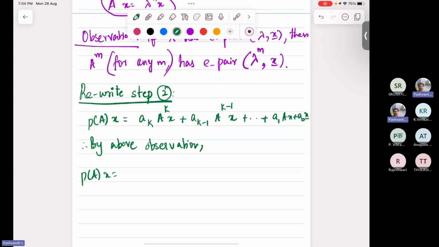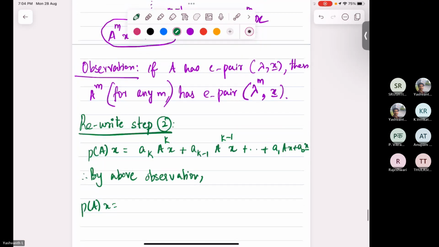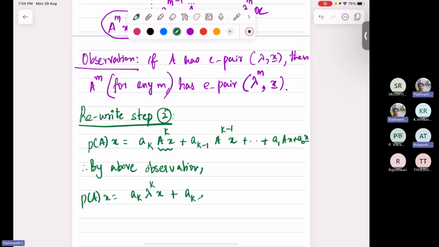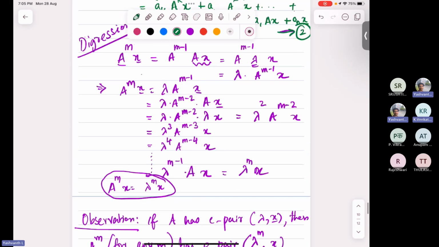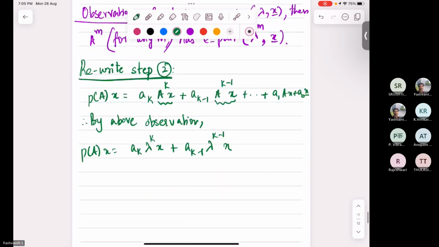P of A times x is equal to, can anyone, do you want to try? I can write A power k x as lambda power k into x. Similarly, I can write A power k minus 1 x as lambda power k minus 1 x, because that's what I proved. And so on till A x is nothing but lambda x, and plus a_0 x.